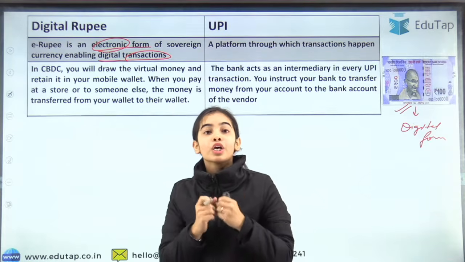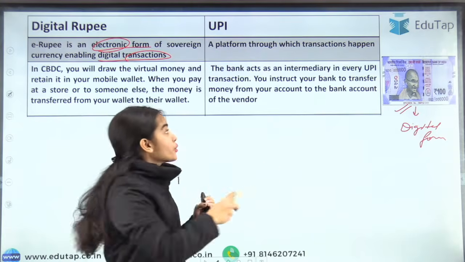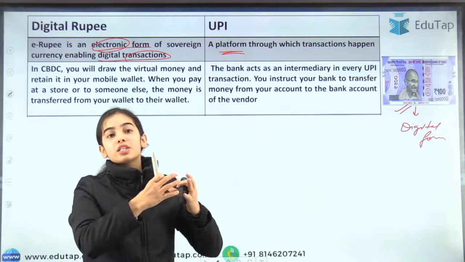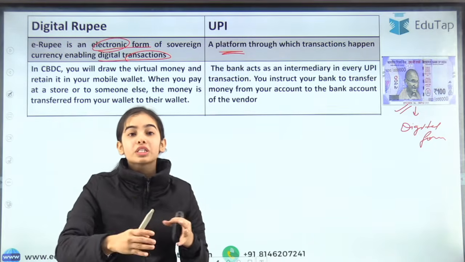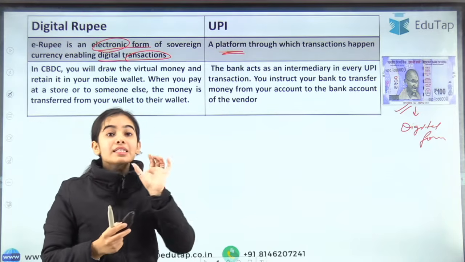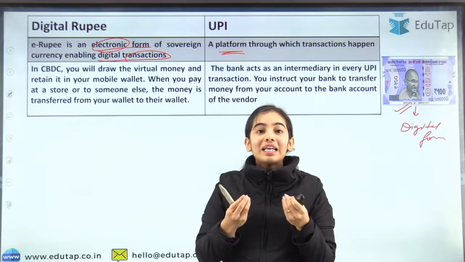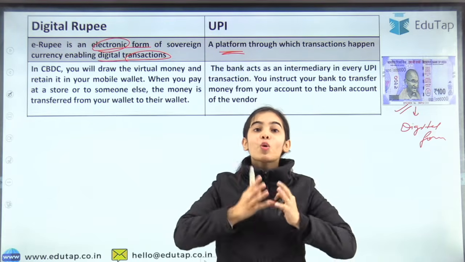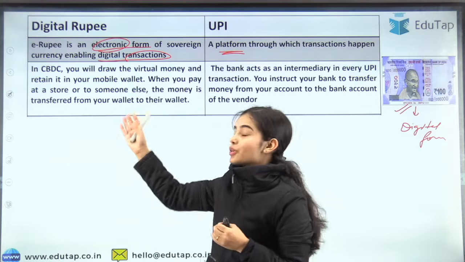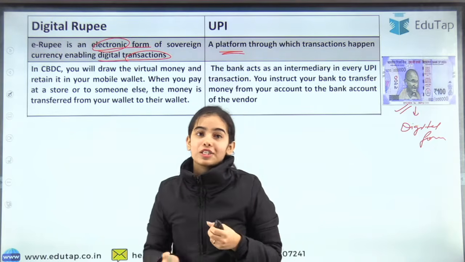Now, coming to the UPI, it is a platform through which the transactions are happening. UPI is the one that Google Pay and PhonePe are using for the transactions to happen. So UPI is providing us the platform for the transactions, while the digital rupee is the currency, the money that we will use for the transactions. So both are very different things. The UPI is the infrastructure and the digital rupee is actually the instrument that we can use for the transactions.